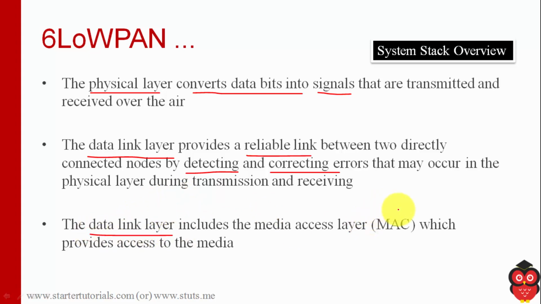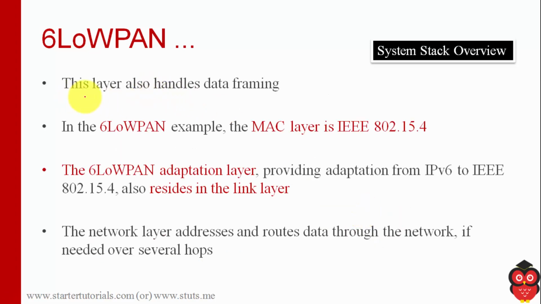And the data link layer also includes the MAC layer, the media access layer, whose task is to provide access to the media. So the MAC layer includes functionality for how to access the medium. We have different methods: TDMA, FDMA, CSMA and all these things. And the MAC layer also handles data framing, converting network layer packets into frames.